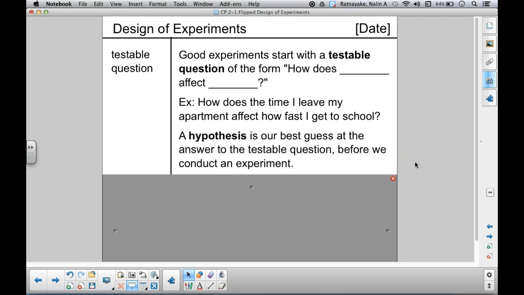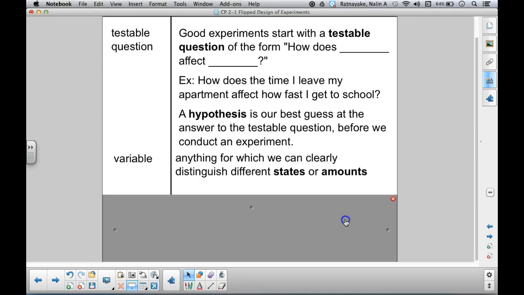We can make our best guess at answering the testable question by formulating a hypothesis. So a hypothesis is our best guess at the answer to the testable question. And this is before we conduct an experiment. We're trying to see what is our prediction for what we will see in the data.